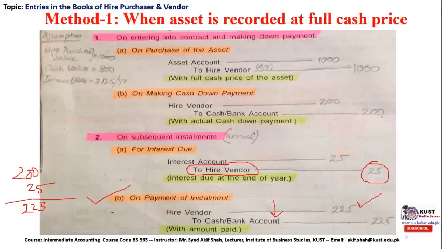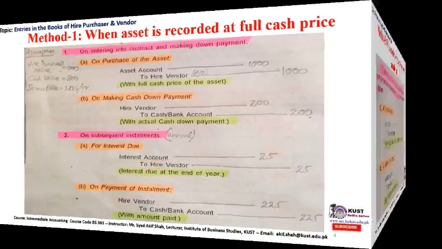Therefore, it is recorded as a debit entry, and the purchaser's cash or bank account has been credited, because their asset has been reduced, or the liability of the hire purchaser has been paid out with the amount due. So this is the way the hire purchaser records these entries at full cash price.